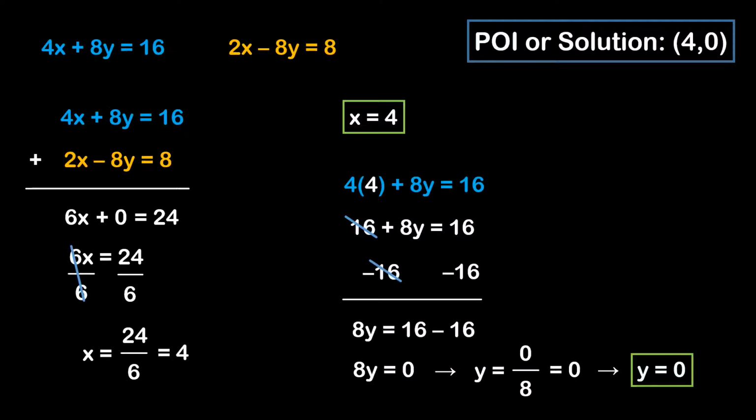Let's do one more example. We have 3x plus 9y is equal to 12, and negative 2x plus 9y is equal to 7. Now again, we want to add or subtract these equations in such a way that we will eliminate one of the variables. So in the previous example, we added the two equations together.